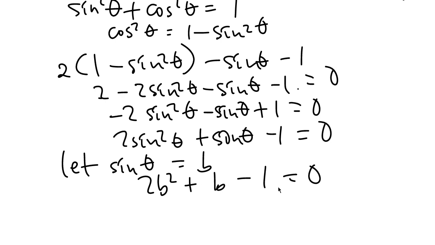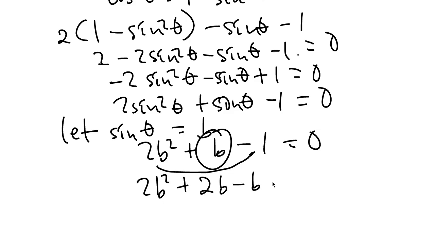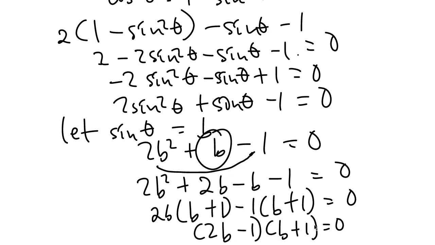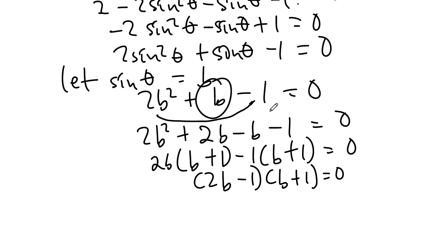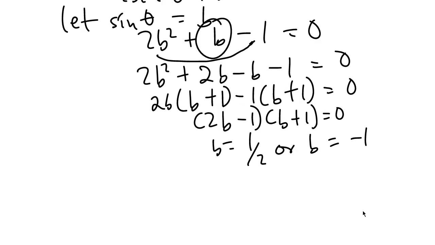You look for two numbers that add to give you positive b, and multiply to give you negative 2b². That's simply 2b and negative b, right? And that will be 2b(b + 1) minus 1(b + 1) equals 0. And that will be (2b − 1)(b + 1) equals 0, right? And that implies that b is equal to half, or b is equal to what? Minus 1. Are you following?